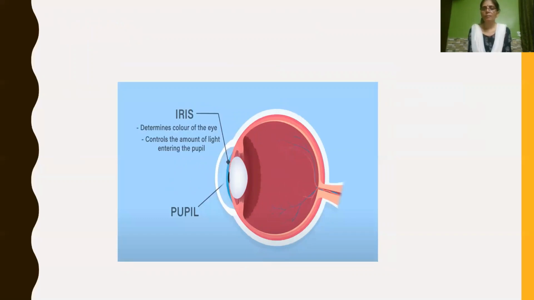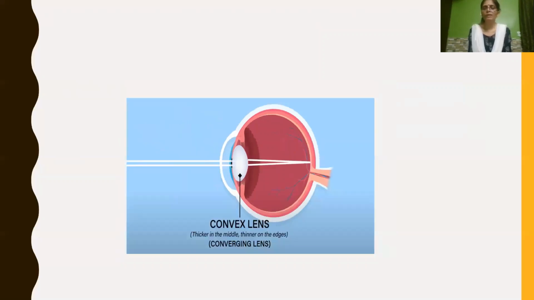And then we have seen about iris. It determines the color of the eye, and it has an opening called pupil. Because of this, it controls the amount of light entering the eye. Then next we have seen about lens. It is usually a convex lens that is thicker in the middle and thinner at the edges. That is, it is a converging lens. It makes the light converge and fall exactly on the retina, which is present behind the lens at the back of the eye.